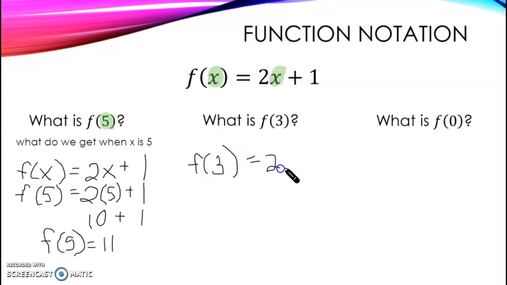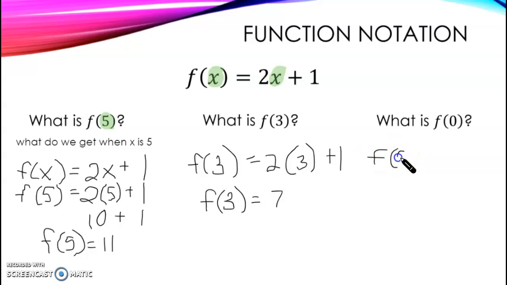is 2 times 3 plus 1. So when I plug in 3 for x, then I get 2 times 3 is 6, plus 1 is 7. When I plug in 3, I get 7. And then the last one, what is f of 0? What do I get when I plug in 0 for x? Well, 2 times 0 is going to make that cancel. We have the plus 1. And so f of 0 is just 1.